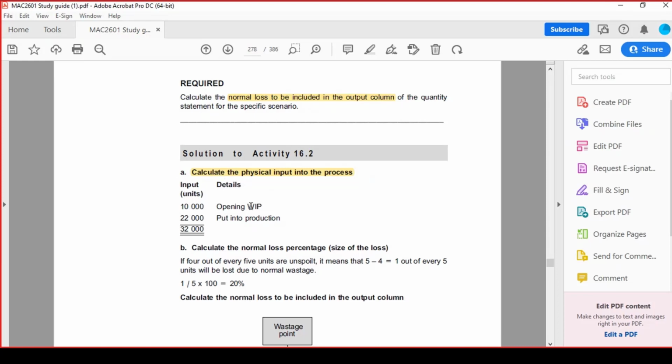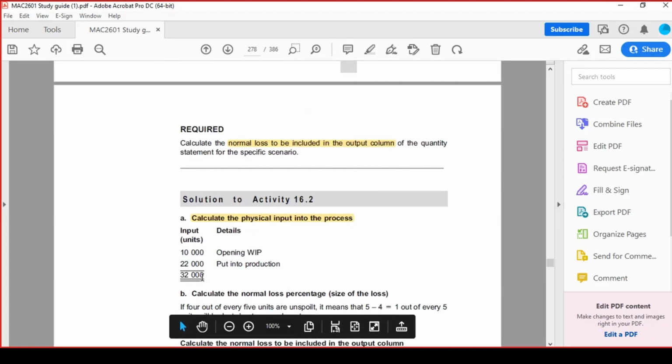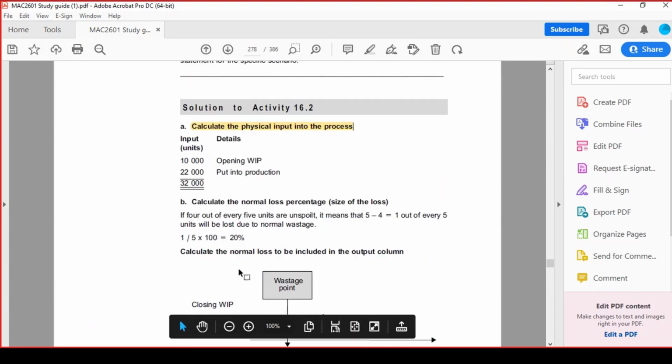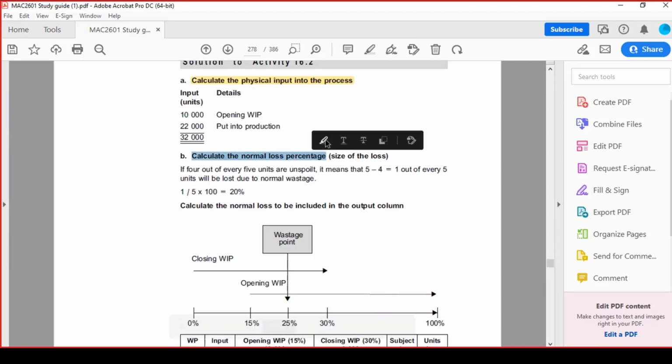I'm going to need my input. It's made up of opening WIP and put into production. So where are they, and are they given? They are. So you take your 10 and your 12, and you get your 32. That's your first step. Second step, calculate the normal loss percentage, the size of your loss. In certain instances they will give it to you, like the examples that we've been doing where they gave you the 10%, but in this instance you had to calculate it.